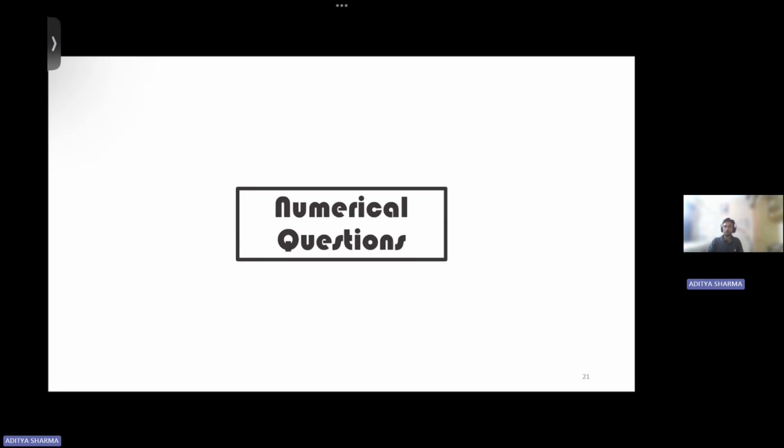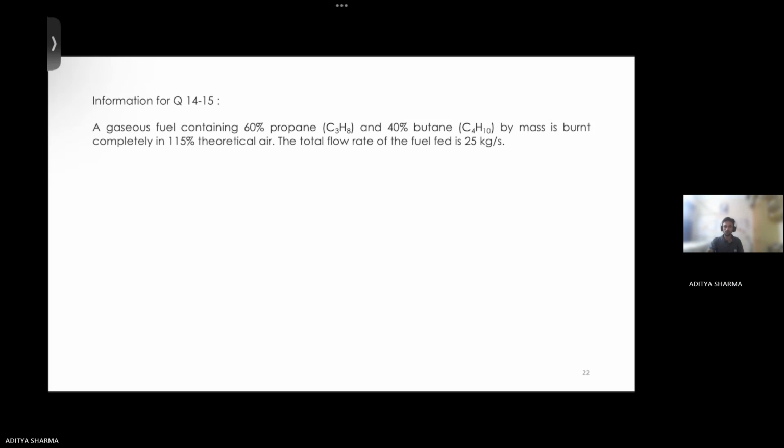So now we are done with the conceptual questions. Now we will move on to numerical questions. This is the information given for question number 14 and 15. The fuel has been given in the form of propane and butane.